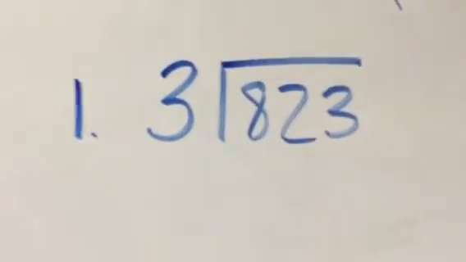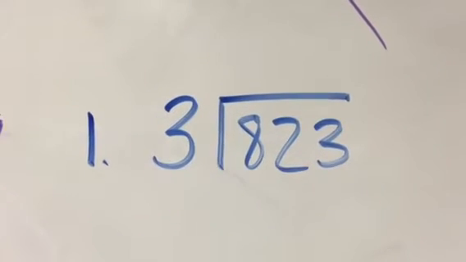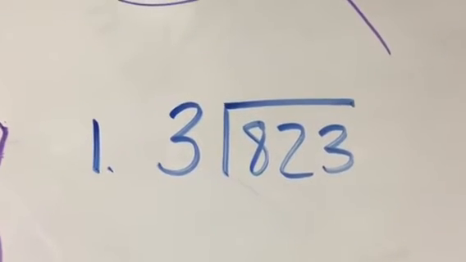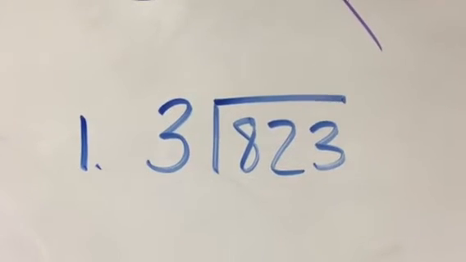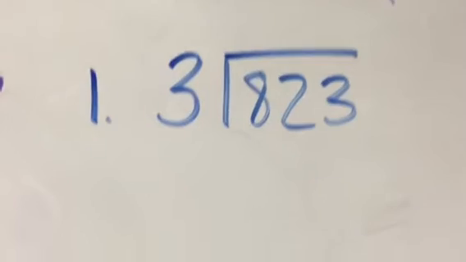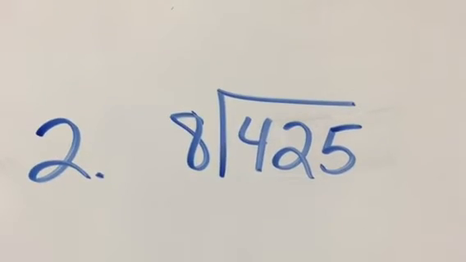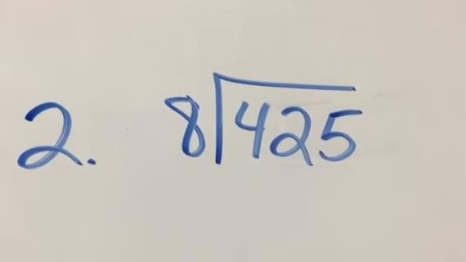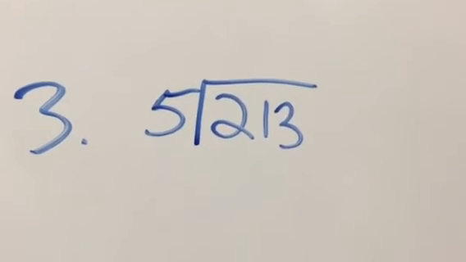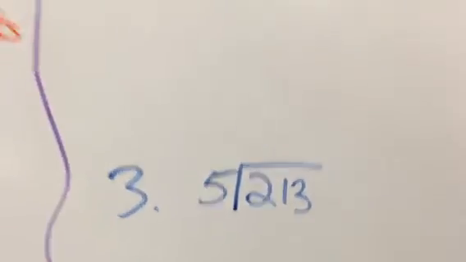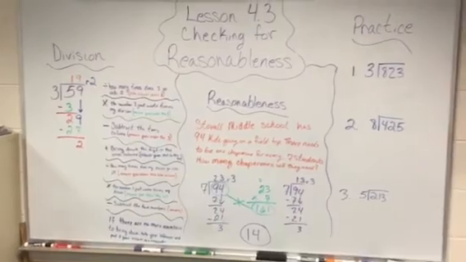Question number 1, 823 divided by 3. Please, you can pause the video and solve this problem. We'll go over the answer on Monday in class. Question number 2, 425 divided by 8. And question number 3, 213 divided by 5. And these are the steps for how we check for reasonableness within division.